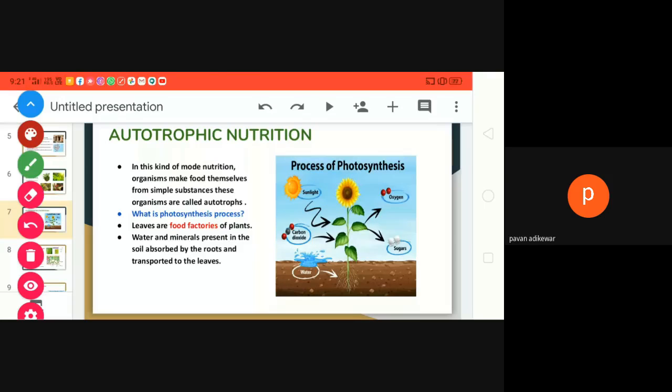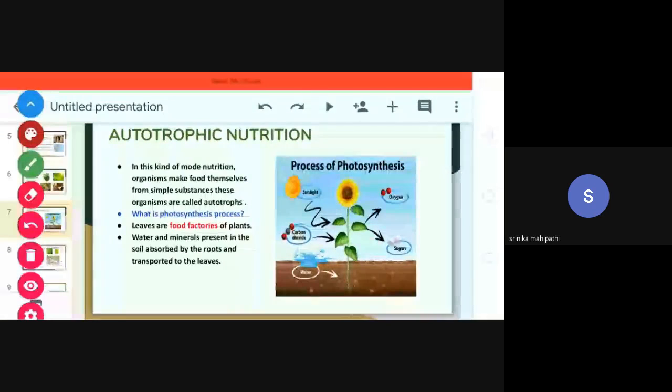See, if you observe the picture, you will understand. Yes, leaves are food factories of plants, because leaves contain chlorophyll and a leaf can prepare food with the help of the photosynthesis process, right? That's why leaves are called food factories of plants. Is it clear? Yes, sir.